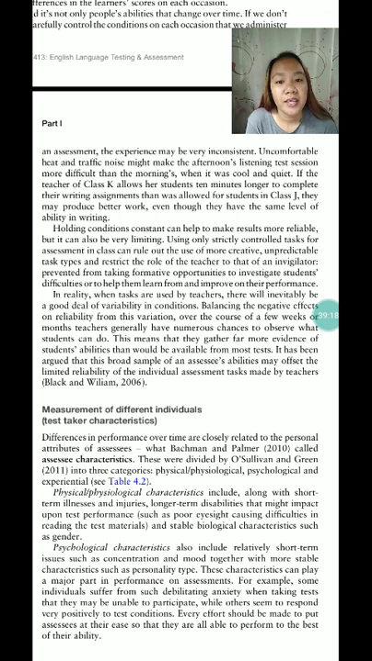In reality, when tasks are used by teachers, there will inevitably be a good deal of variability in conditions. Balancing the negative effects, teachers generally have numerous chances to observe what students can do. This means that they gather far more evidence of students' abilities than would be available from most tests. It has been argued that this broad sample of an assessee's abilities may offset the limited reliability of the individual assessment tasks made by teachers. Black and Wiliam, 2006.